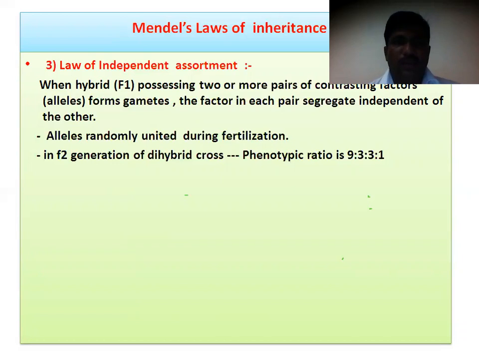And alleles randomly unite during fertilization. These alleles randomly unite in fertilization. Therefore, we get the ratio 9:3:3:1 in a dihybrid cross in the F2 generation. So this dihybrid cross is useful to explain the law of independent assortment. Okay.